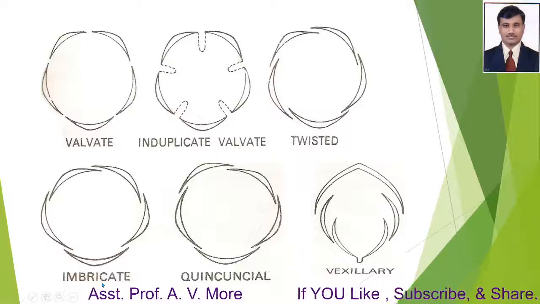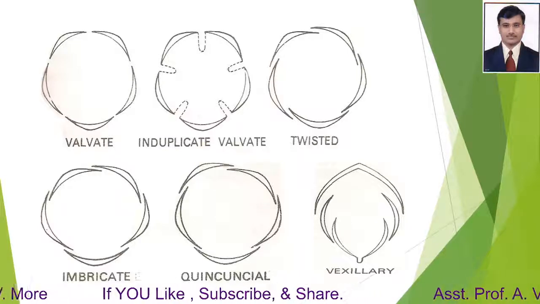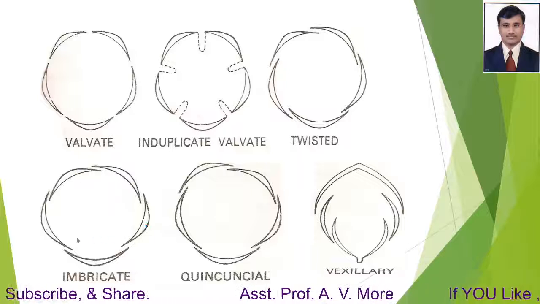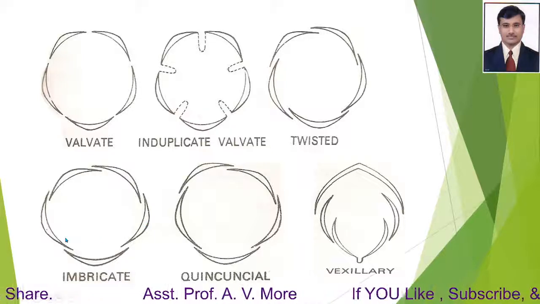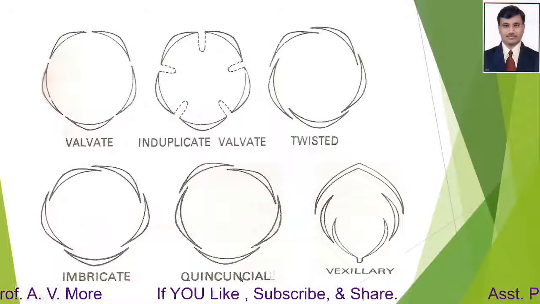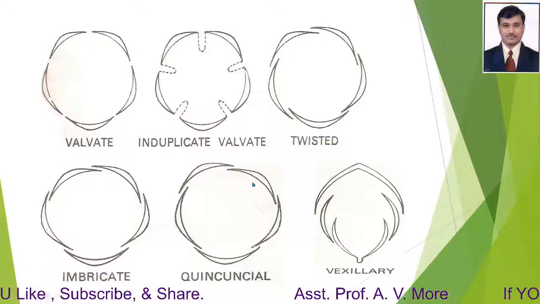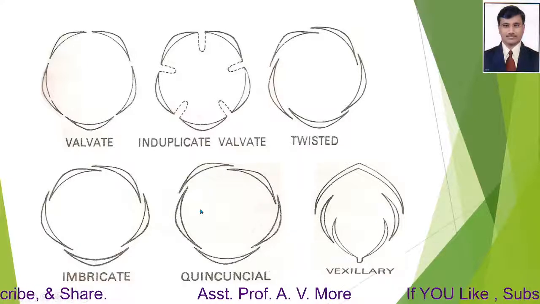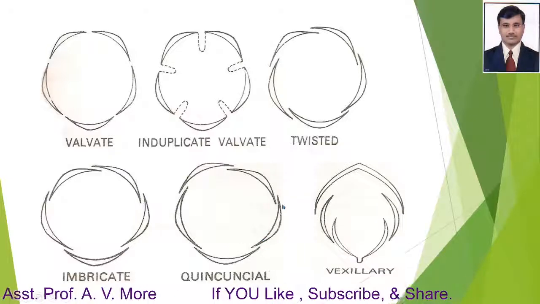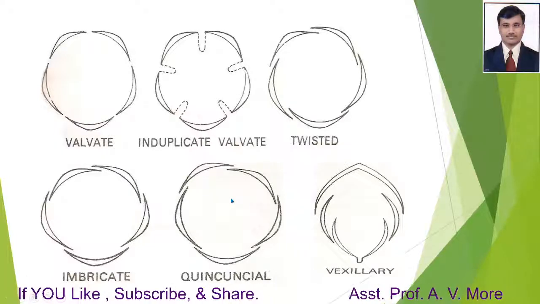Fourth one is imbricate type of aestivation. In that aestivation, one petal is present outer, one present inner, and the third is partly inner and partly outer. This type of condition is called imbricate aestivation. Fifth one is quincuncial. In that aestivation, 2 petals are present on the inner side, 2 on the outer side, and 1 partly inner and partly outer.